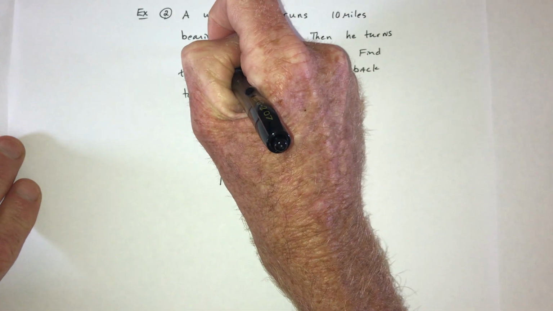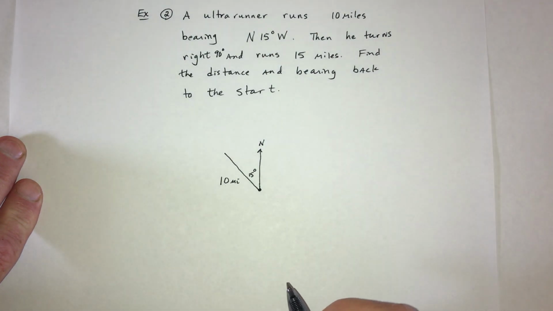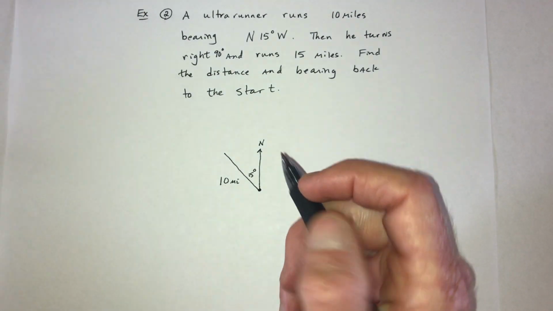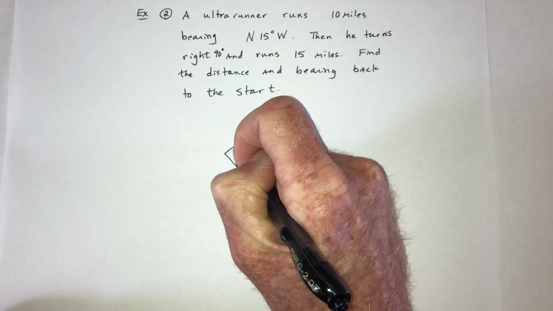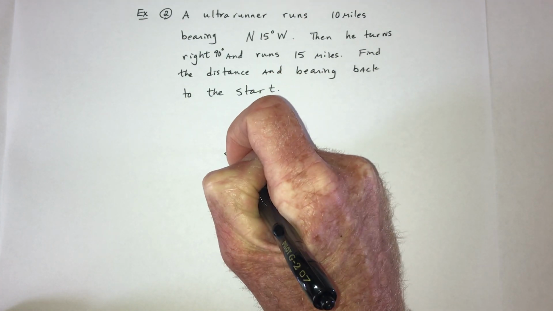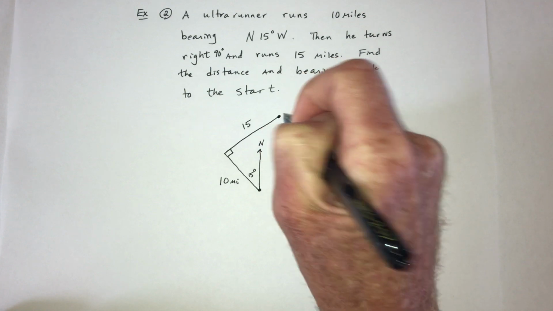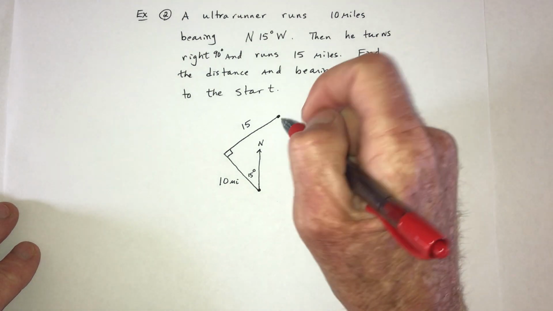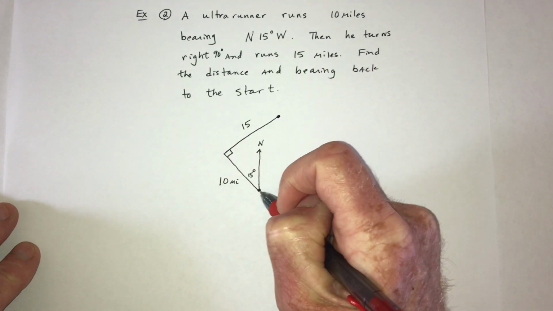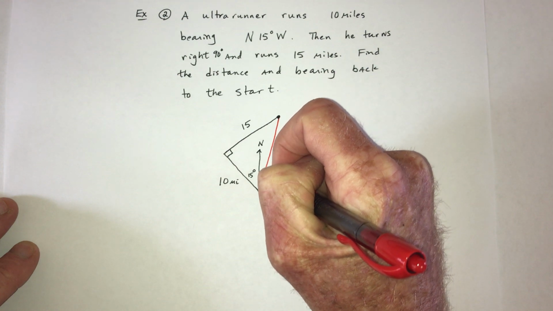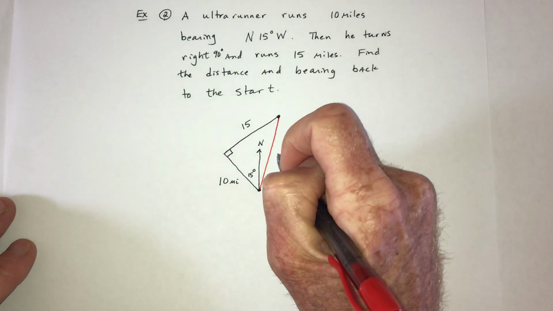Oh, I forgot to say 90 degrees. So then they're going to be running 90 degrees. So this will be 90 degrees, and they're going to run for 15 miles. And then they end up over here. So then they are right here. Their car is right here. So they need to get back to the start. So how long is that red line?